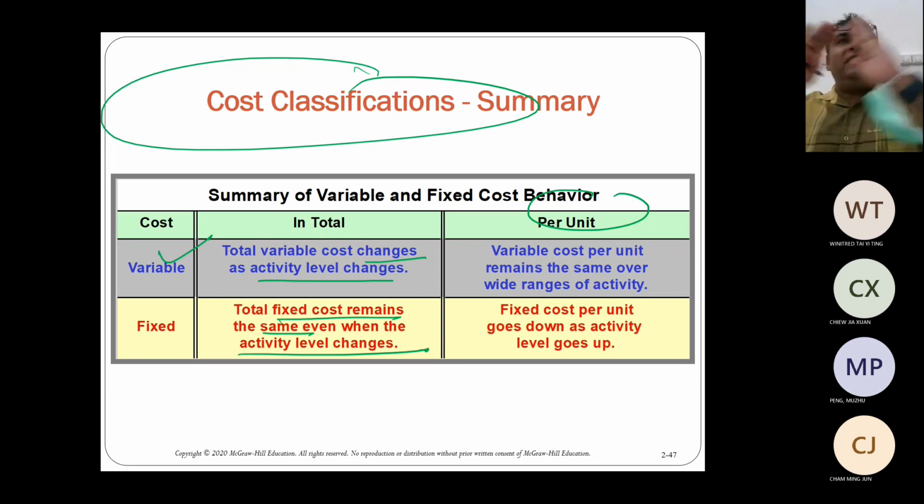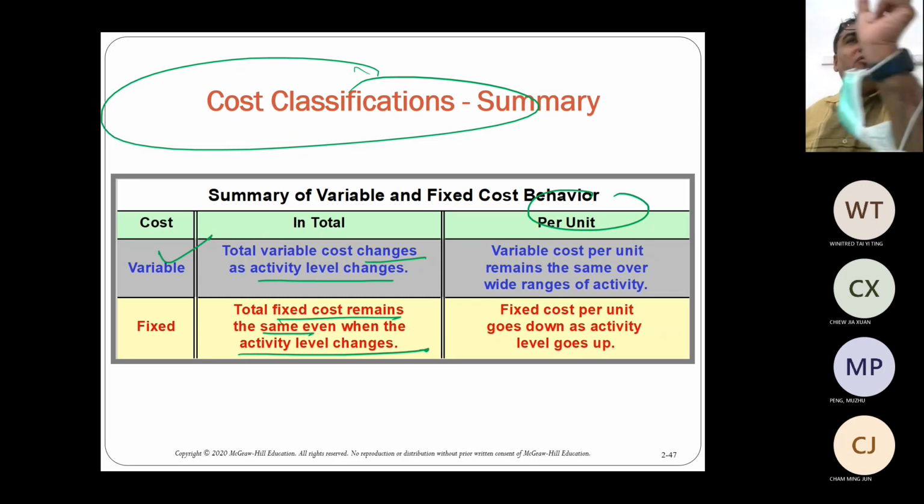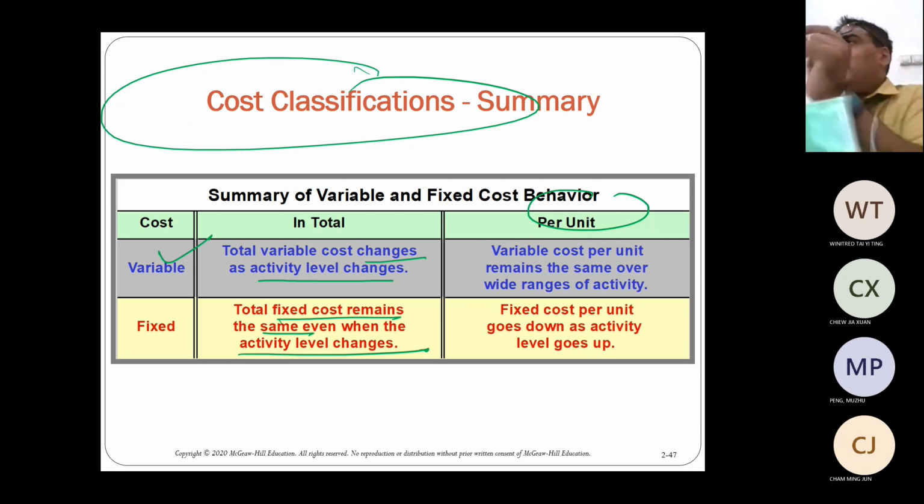Unlike fixed cost, in total it is constant. Per unit it changes. Why? My total rental is $5,000. If I produce 1,000 units, how much is the rental per unit? $5,000 divided by 1,000 equals $5. You understand? So these characteristics you must remember, especially when you go to the later part where we do break-even analysis. Are you guys with me so far? Yes? Okay, very good.